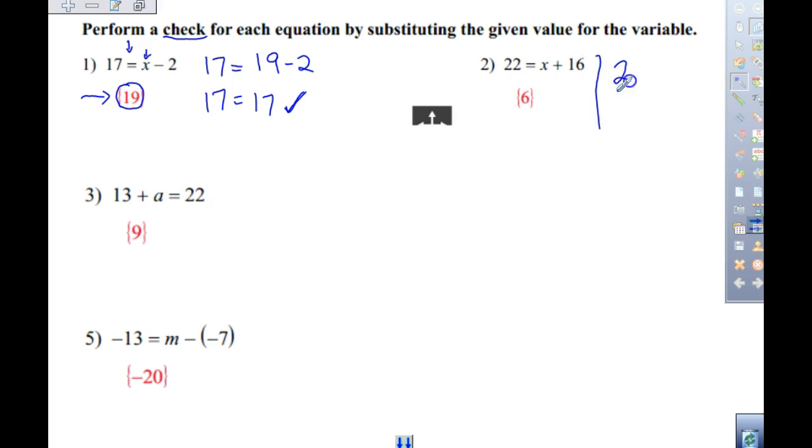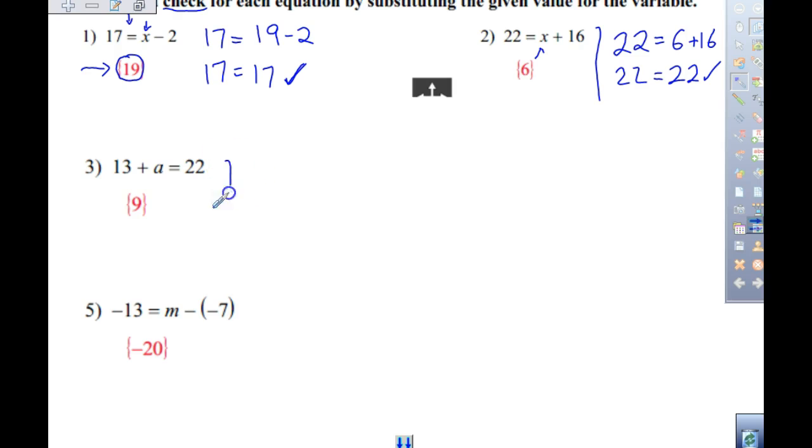You're just going to go through each one of these. Alright, plug in the number and just show, is 6 plus 16, is that equal to 22? And it sure is. And that's how you do a check. Is 13 plus 9, is that equal to 22? Right, and it is. 13 plus 9 is 22.